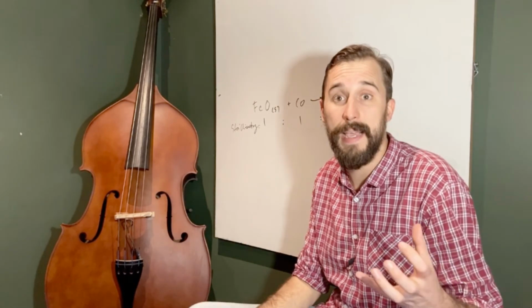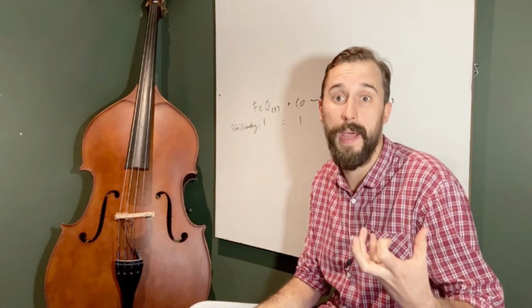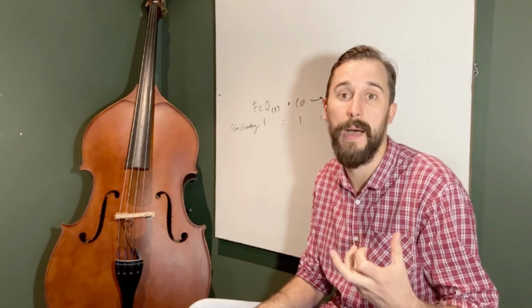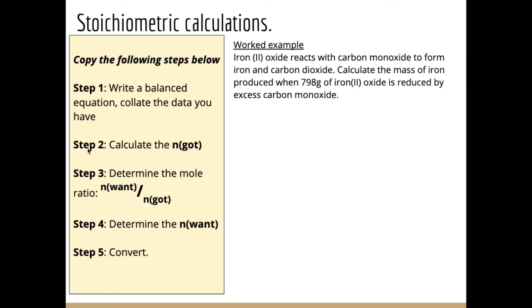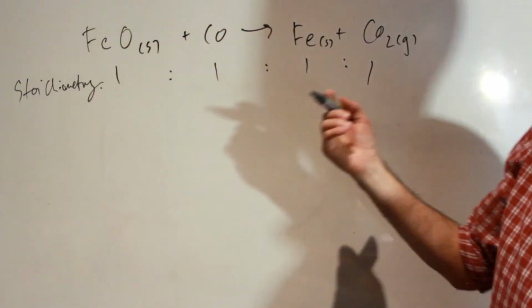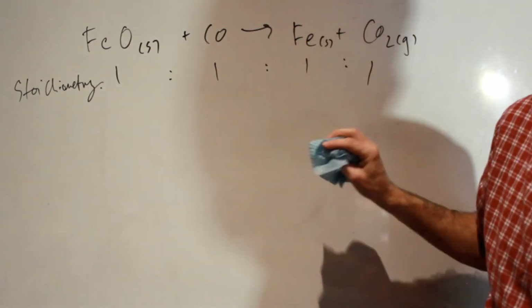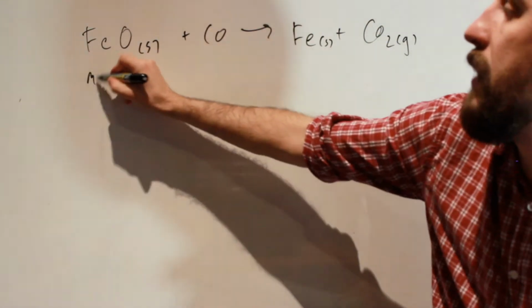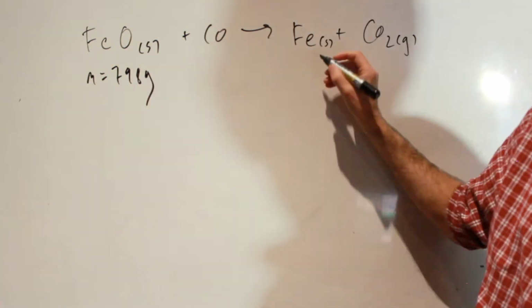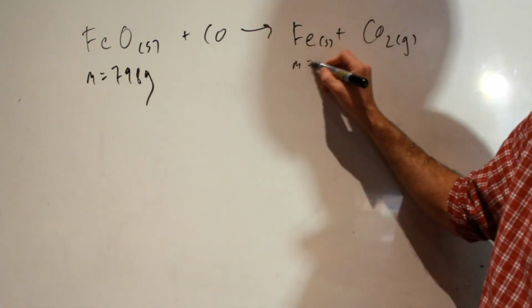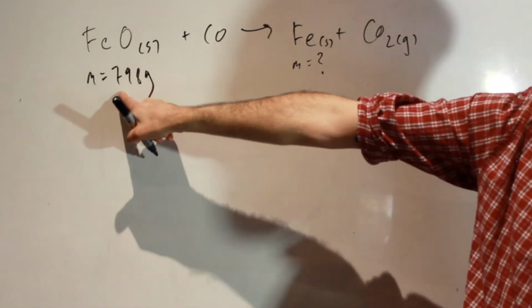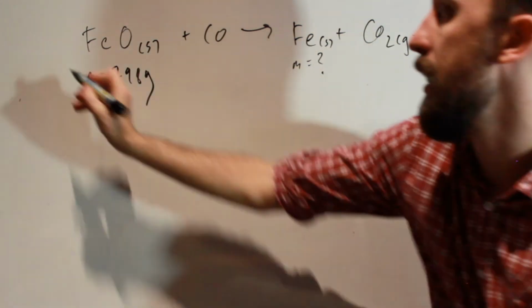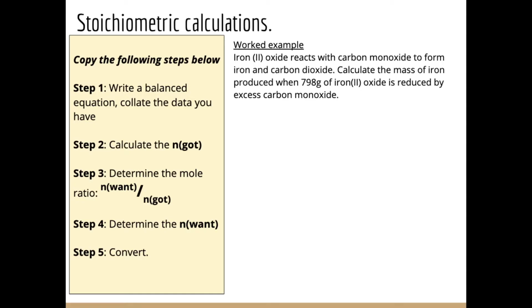We can then use that to calculate how much product we are going to predict to see based on how much of the reactant we have used. So that's what we do here. We collate the data that we're given to make it nice and clear what we have and what we need to do. It says that we have 798 grams of iron oxide. So let's collate that here. Mass is equal to 798 grams. And we want to calculate the mass of iron that we would expect to make from this amount of iron oxide. So that's step 1 done: balanced equation and collating the data.